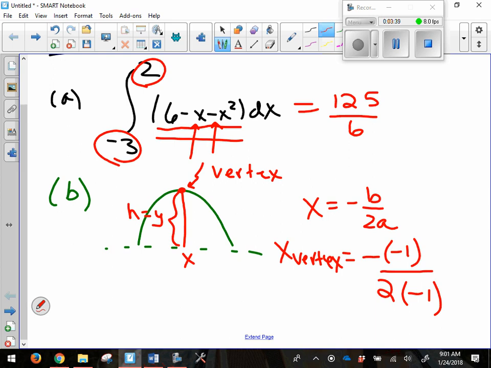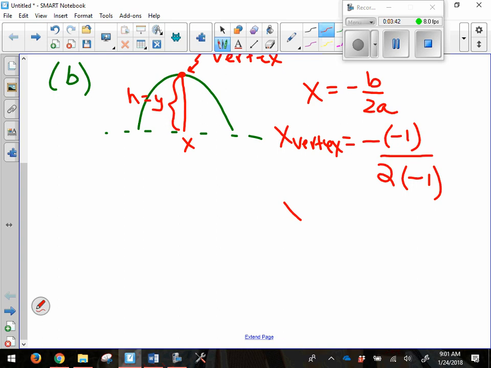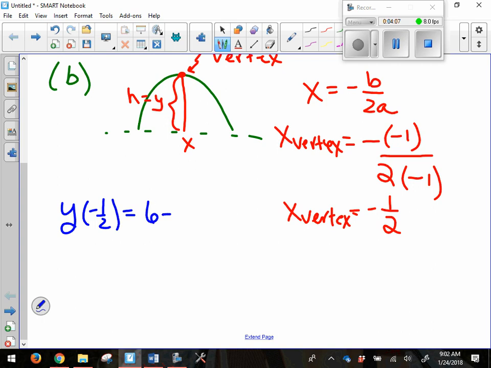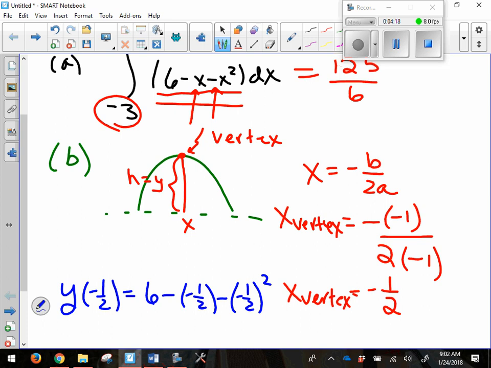Well, it's actually not 1 over 2. It's negative 1 over 2. So x vertex is going to be negative 1 over 2. And then we're going to substitute that back in to our equation for y. So that's going to give us 6 minus negative a half minus negative a half squared. I think that's right. Okay, because we have our original equation up here.